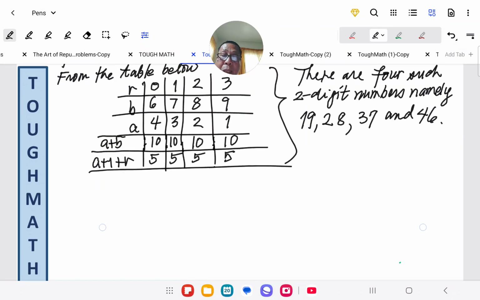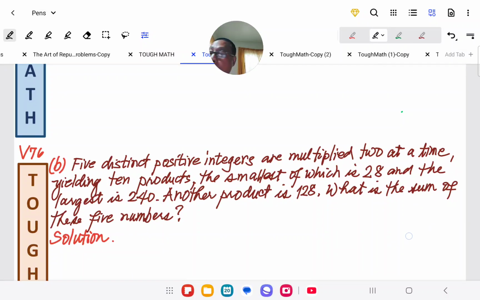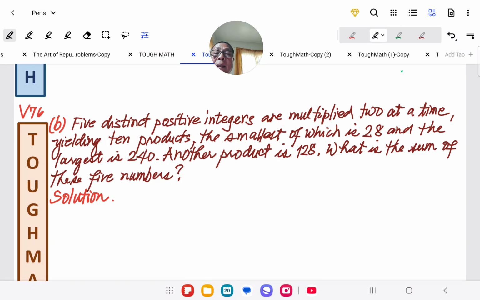Now we go to the second problem. 5 distinct positive integers are multiplied 2 at a time, yielding 10 products, the smallest of which is 28 and the largest is 240. Another product is 128. What is the sum of these 5 numbers?